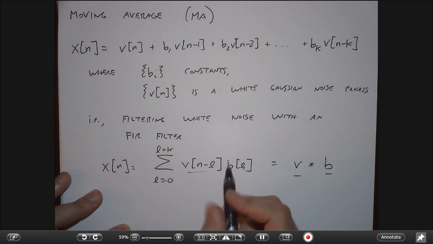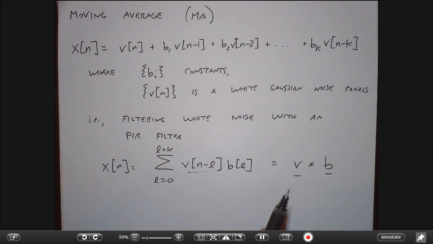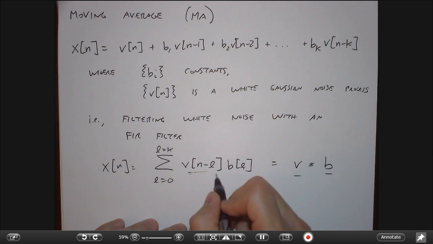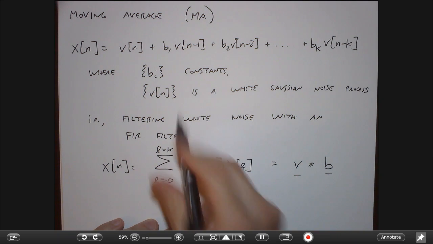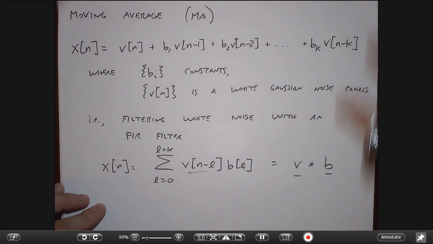Okay, so that's maybe not that intuitive, but you can show that this is basically a smoother in general, right? Depending on how I select these things, I can make a low-pass filter version of the noise or a high-pass filter version of the noise. It's more common to think about an autoregressive model.